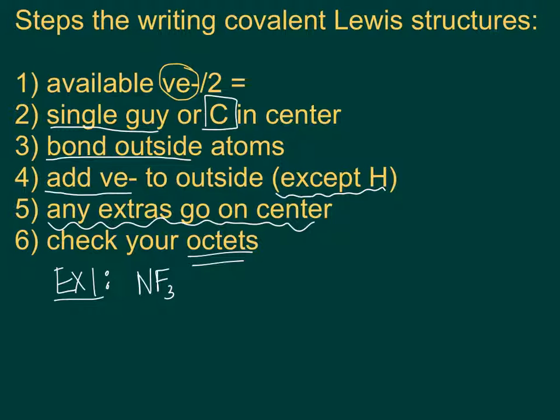But let's go up and do our 6 steps. It says find the available valence electrons and divide it by 2. Come down here to your example. You have to be able to find nitrogen on the periodic table. He is in box 7. He's in group 15. Then you have to be able to tell me how many valence electrons group 15 will always bring. The answer is 5.